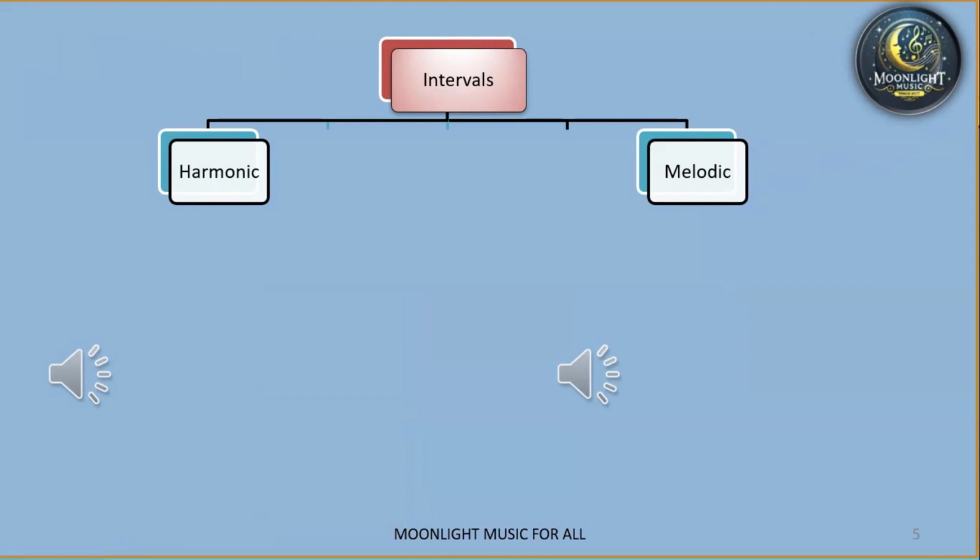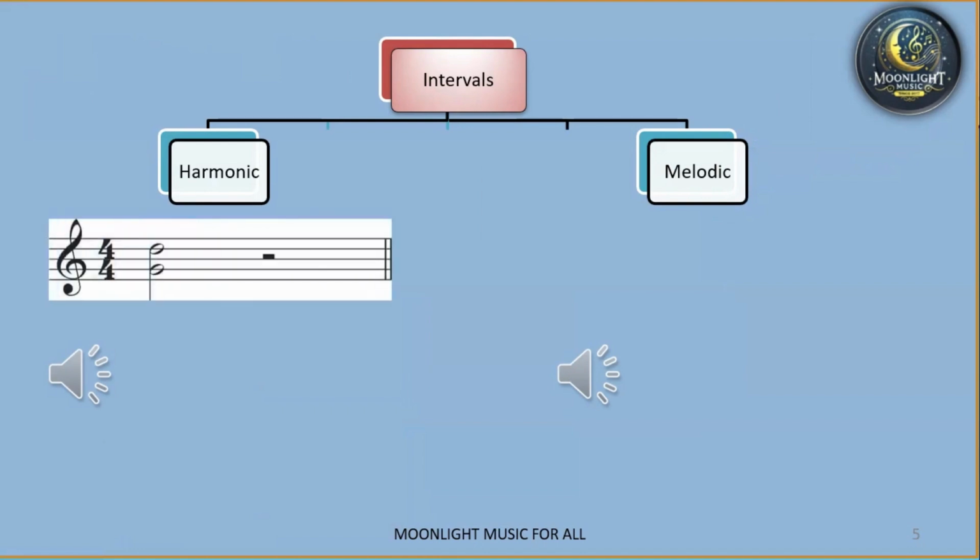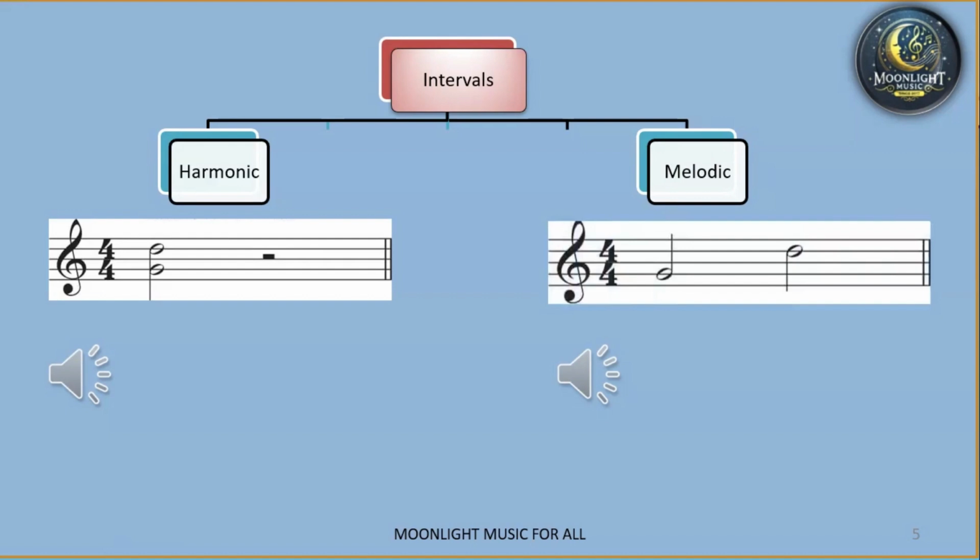Okay, there are two main ways to write an interval. First one, harmonic interval. This happens when two notes are written one above the other or played together at the same time. Let's listen.